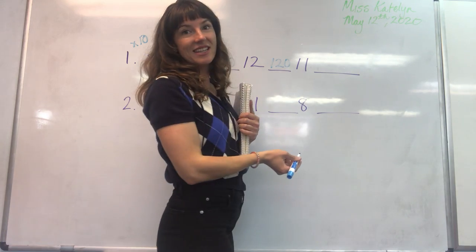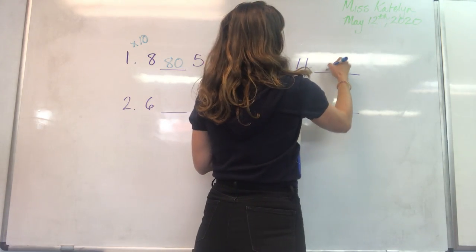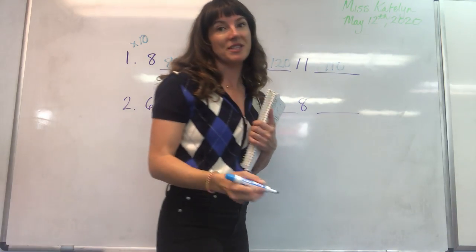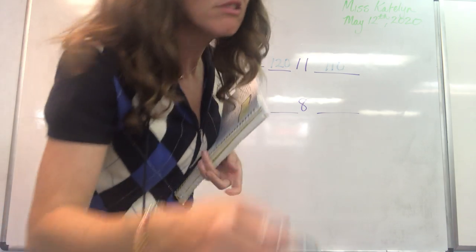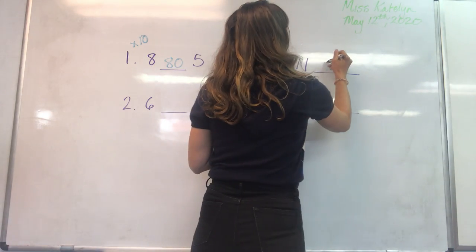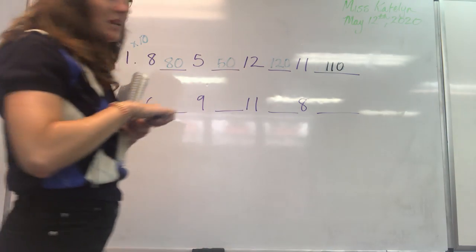Can you see that? And the last one you're not really going to be able to see, but that's 110. You put the 11 down and you put a 0 behind it. And I'll do that one in black so you can really see it. You write the 11 and put a 0 behind it. 110. Okay, here we go.